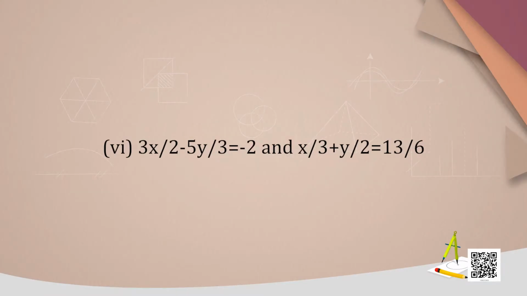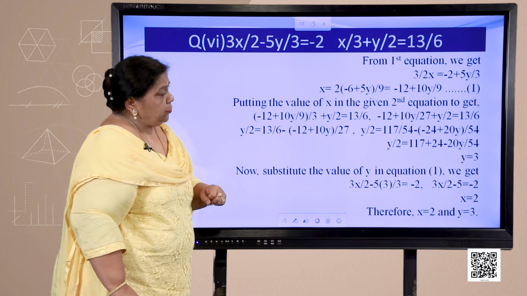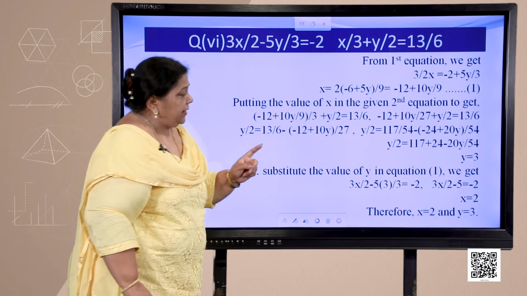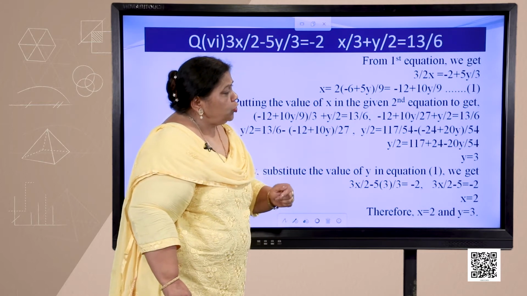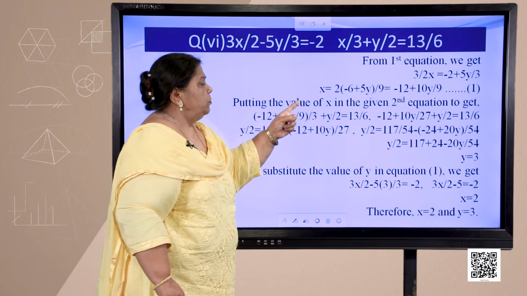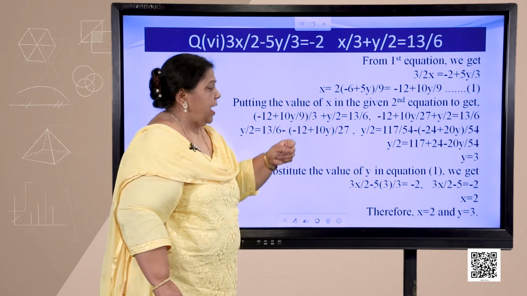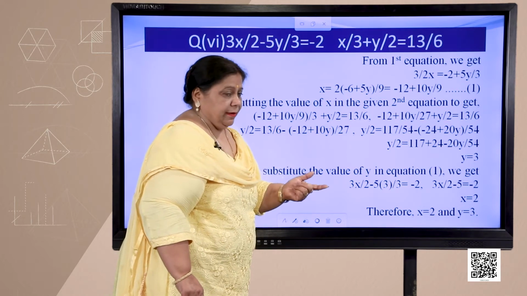3x/2 − 5y/3 is equal to −2 and x/3 + y/2 is equal to 13/6. From the first equation, we are taking the value of x as, see here, 3/2 x is equal to −2 + 5y/3, or x is equal to 2 into (−6 + 5y)/9 is equal to (−12 + 10y)/9.